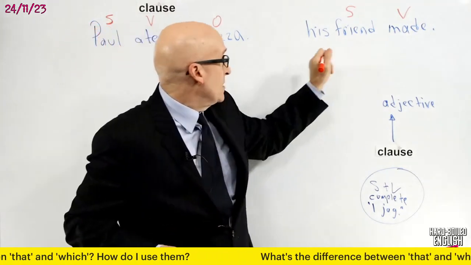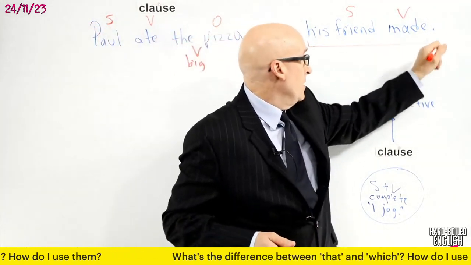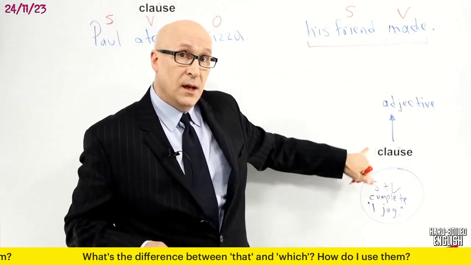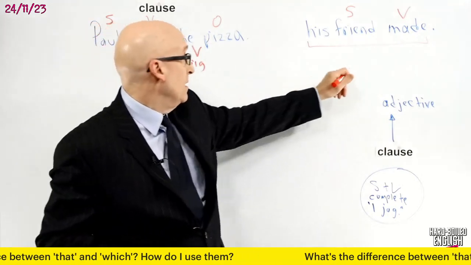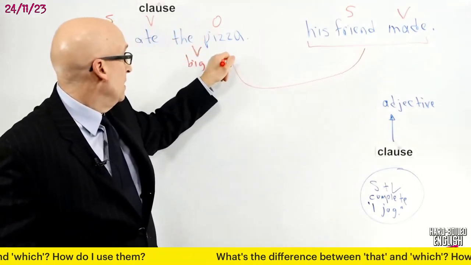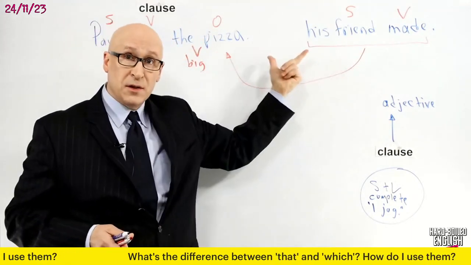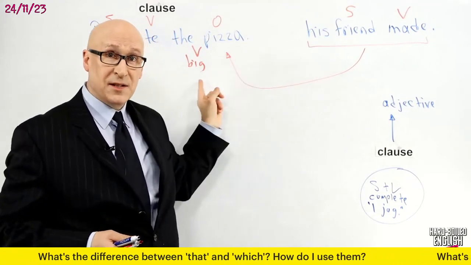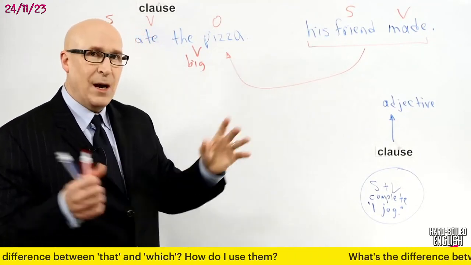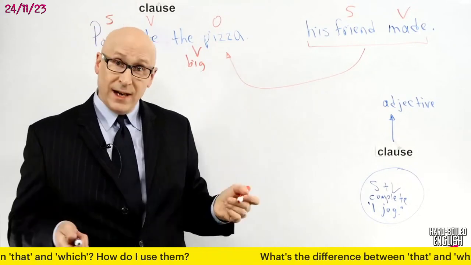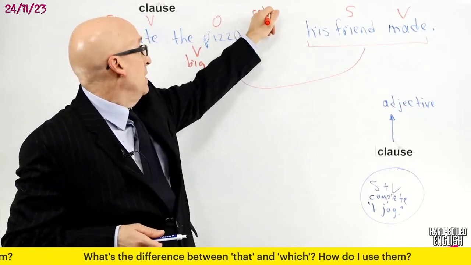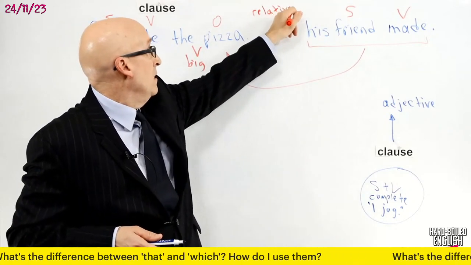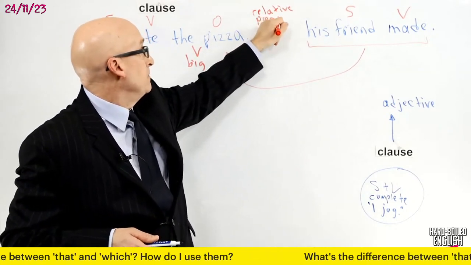Why? Because this clause, right, is going to act as an adjective and describe pizza. So it has to be close to the word it's describing, pizza, just like big is right before it, and we need to connect it. We connect it with relative pronouns.